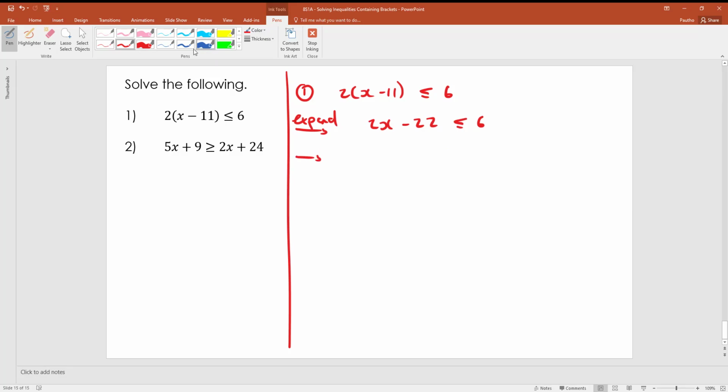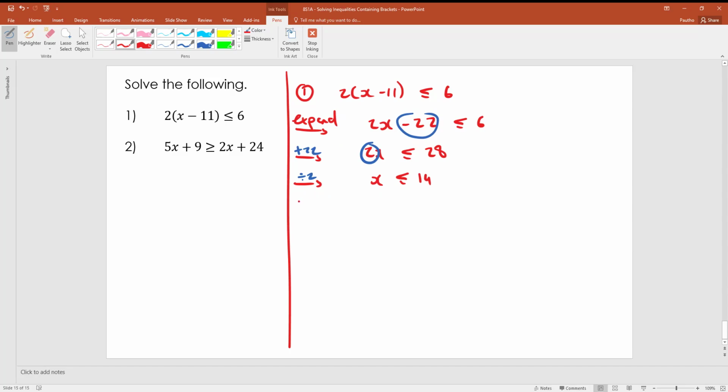Now I will add this 22 on. And 6 add 22 is 28. And then I will divide by the 2. How many 2's in 28? 14.